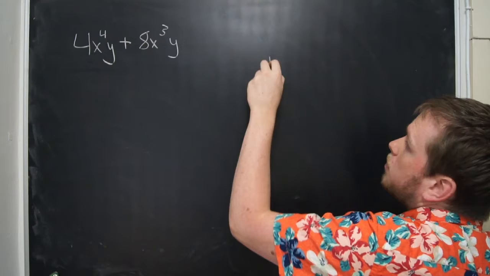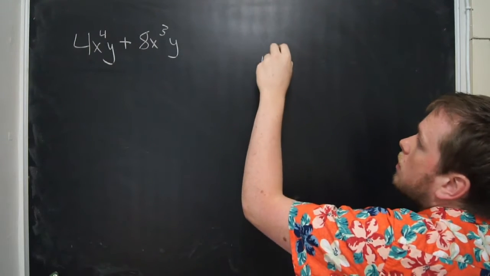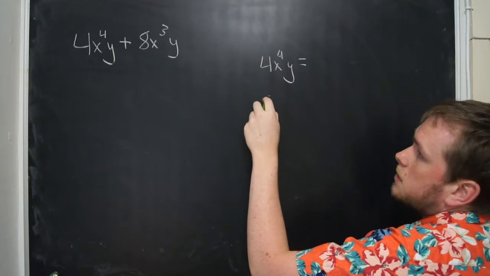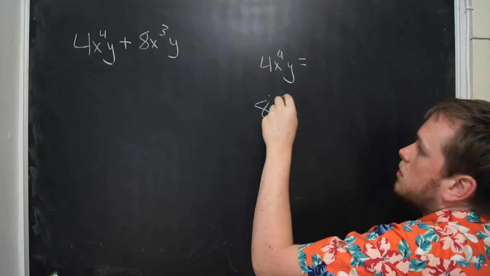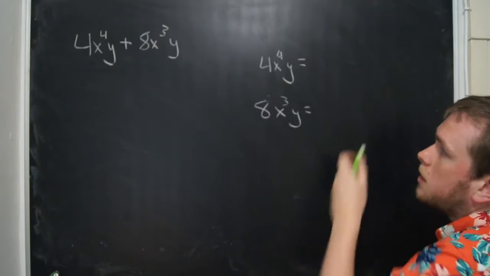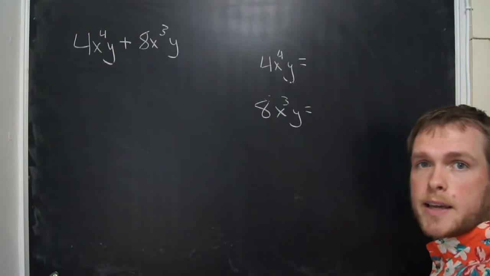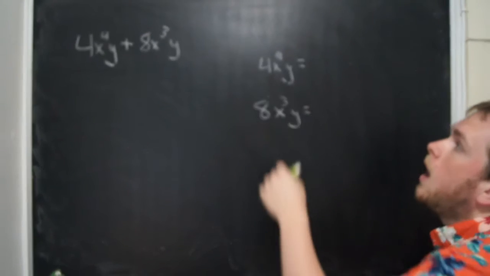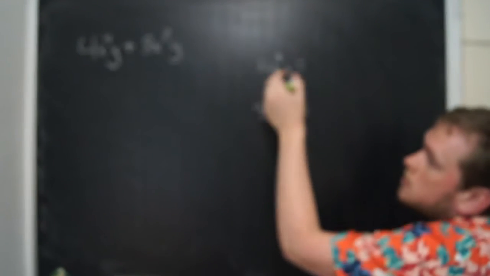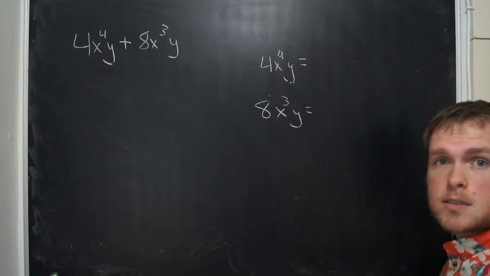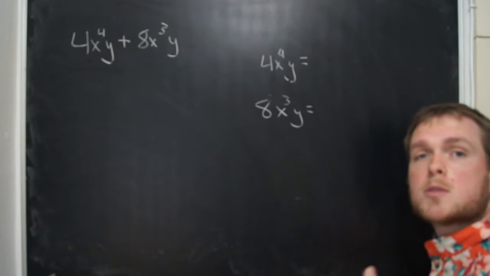I'm going to start just by going off to the side here and writing 4x to the fourth y is equal to something, we'll come back to that in a second, and 8x cubed y equals something. So I'm going to start with 4x to the fourth y, and see how far I can break that down. I want each piece of this term, so the 4, the x, and the y, to be written in as simple a form as possible.